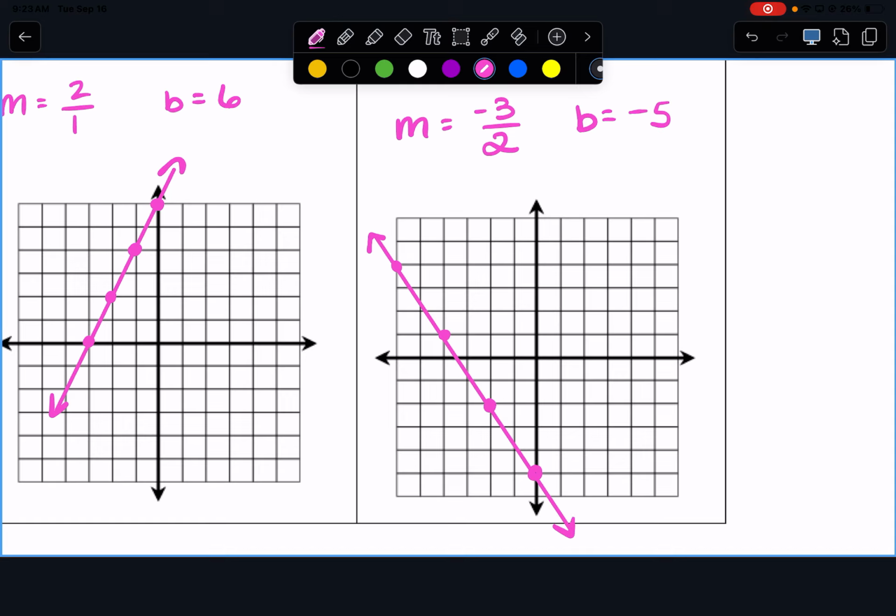You said we need at least 3 points. I'm going to require you to have 2. 3 makes it easier to graph.